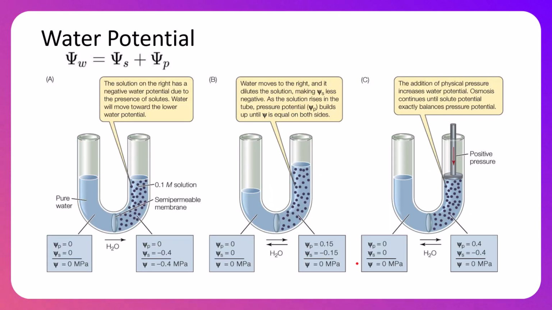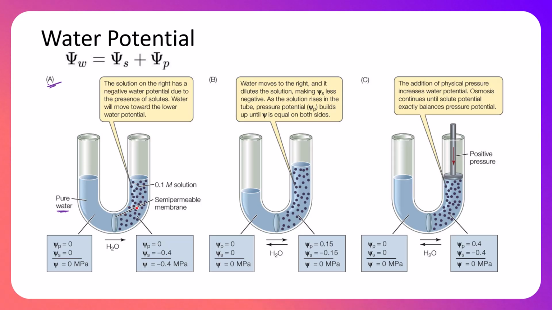So, here is an example. 3 different situations. If we look at A, the solution on the right has a negative water potential due to the presence of the solute. So we have pure water on the left. Again, we have a semi-permeable membrane separating the 2 solutions. The volume on each side is exactly the same.